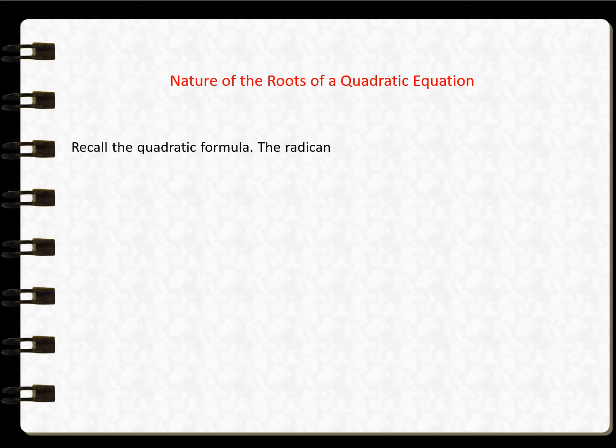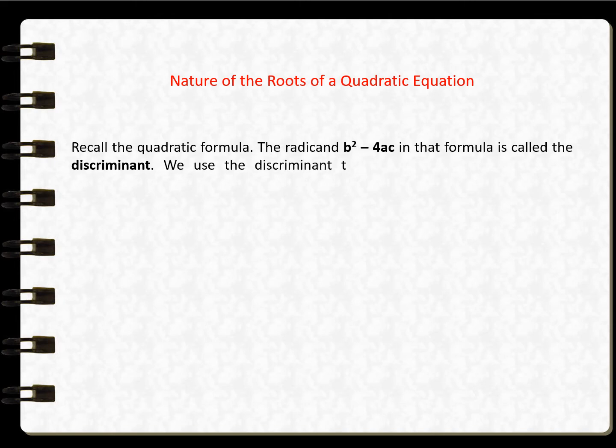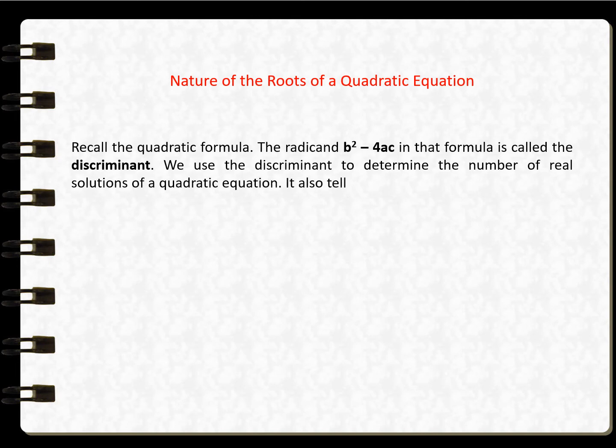Recall the quadratic formula. The radicand b squared minus 4ac in that formula is called the discriminant. We use the discriminant to determine the number of real solutions of a quadratic equation. It also tells us whether these solutions are either rational or irrational numbers.